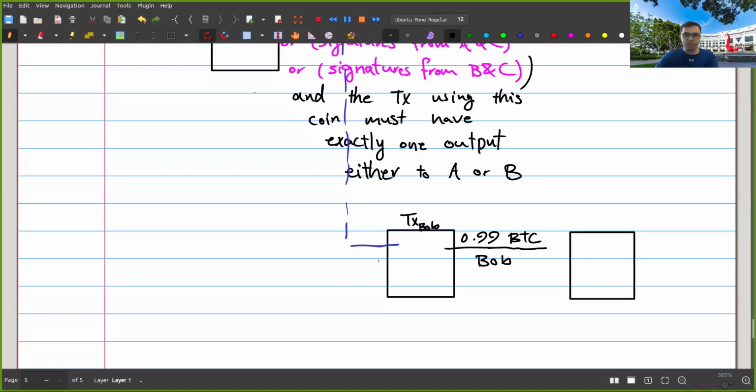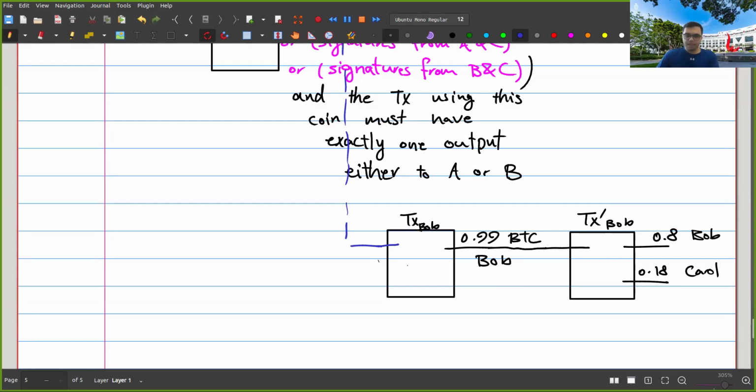So this is the second transaction of Bob. Let's call it TX prime Bob. And I can use the output of the previous transaction as the input of this new transaction. And then here I can say 0.8 to Bob and 0.18, let's say, to Carol. Right? Now, as Bob, I create these two transactions and I sign both of them and I send them to Carol. Now, Carol looks at these two transactions.